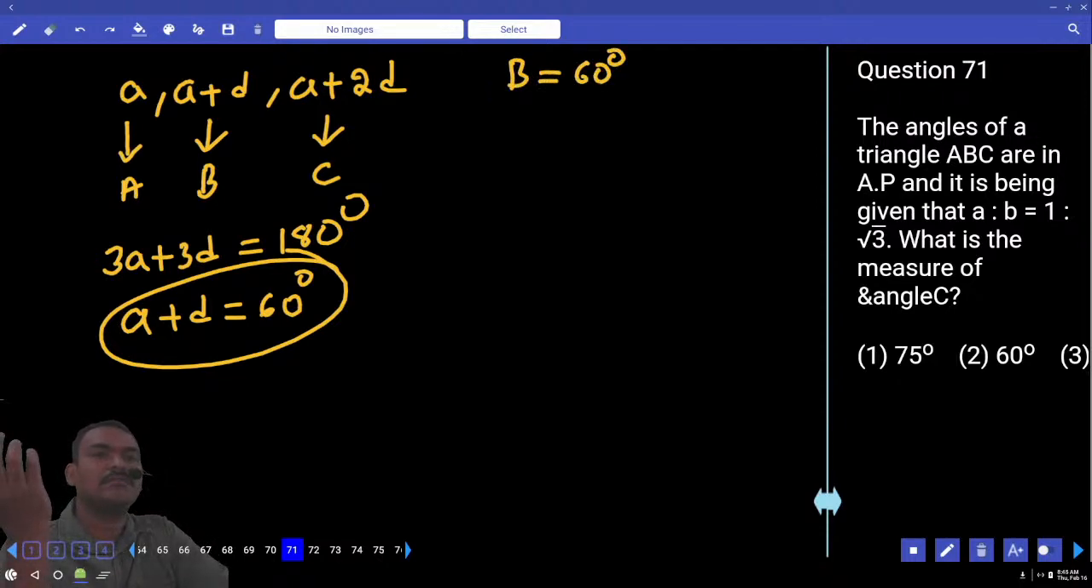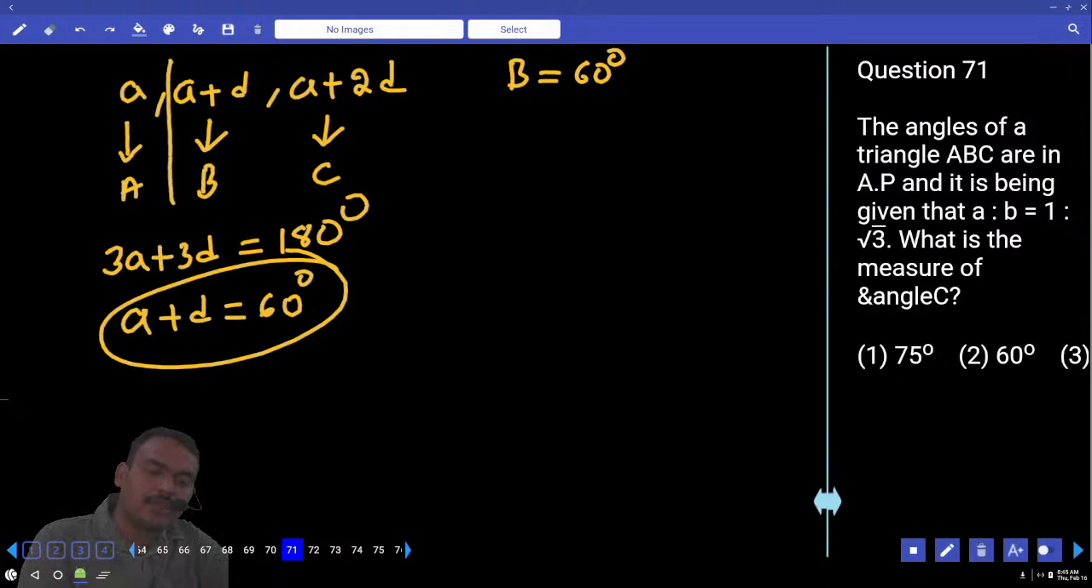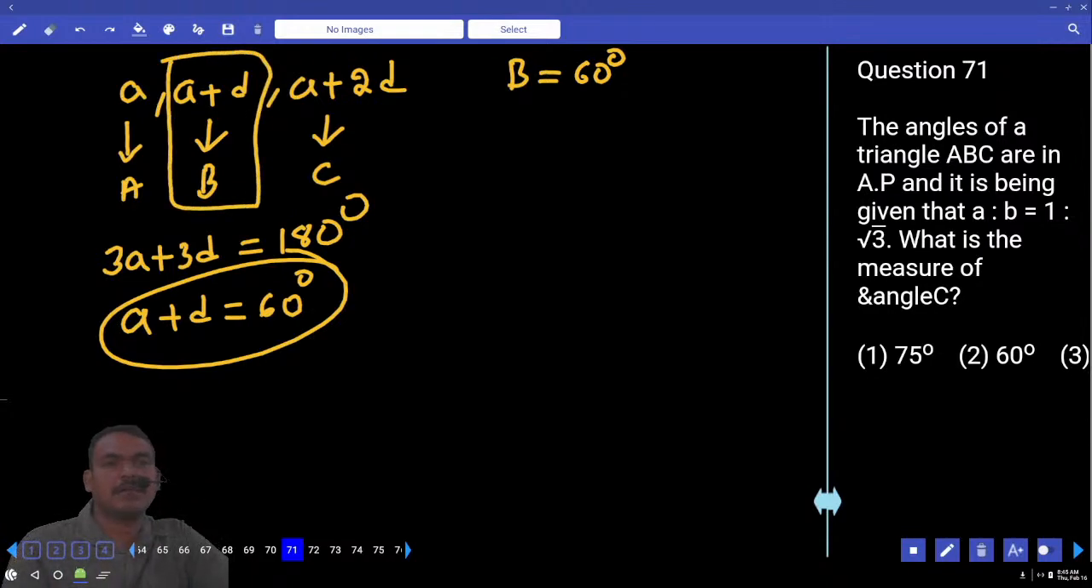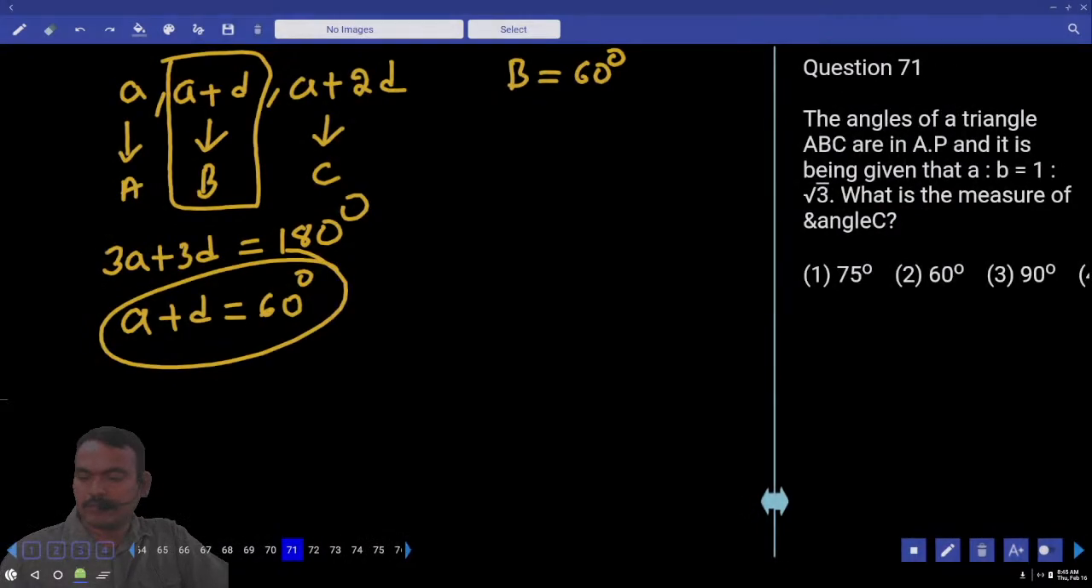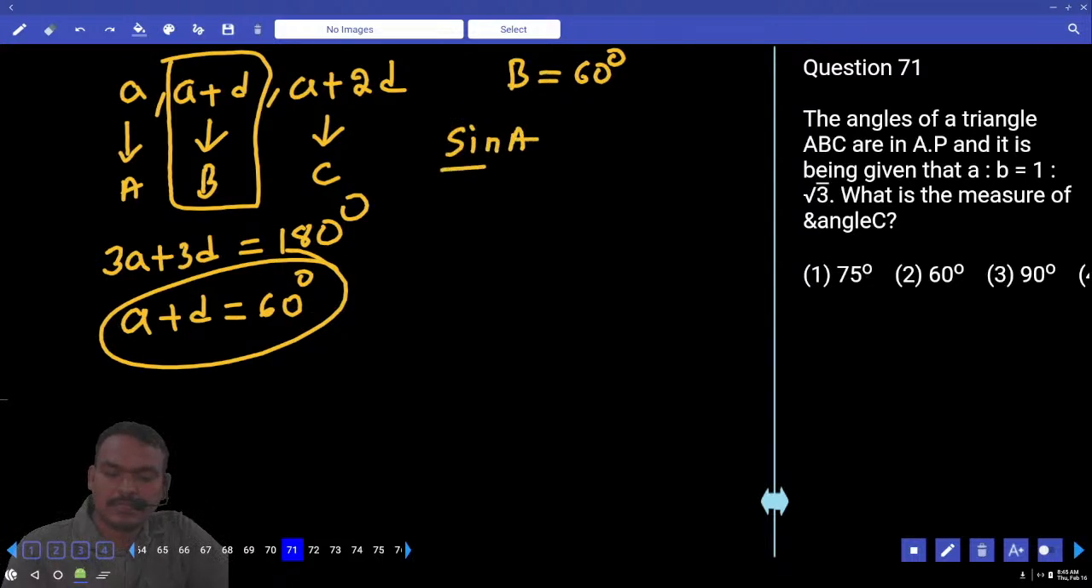60 degrees or not? What is the A plus D value? 60. But A plus D means B value or not? Means B is how many degrees? 60 degrees or not? And one more. A and B are in which ratio? 1:3. What is the sine rule? Sin A by sin B, it is equal to which ratio?